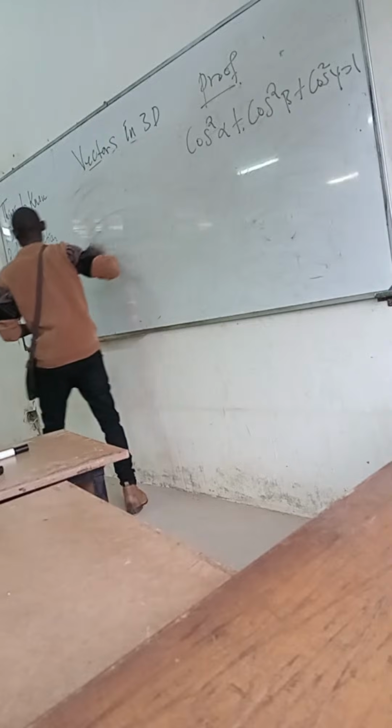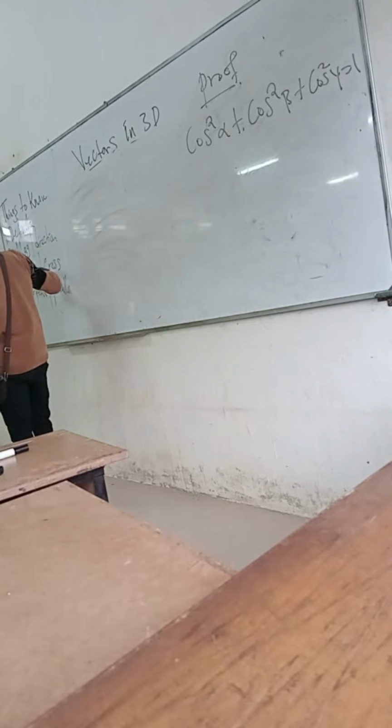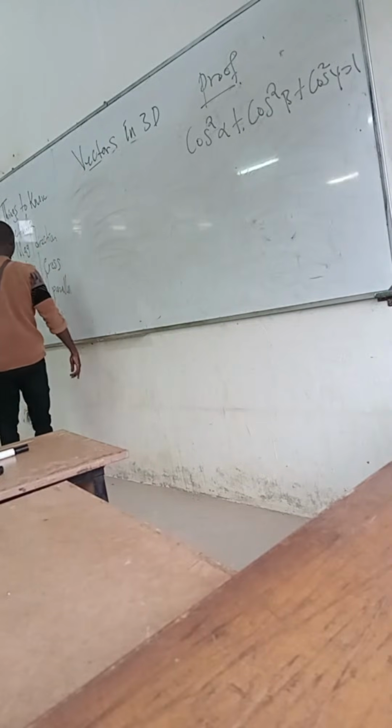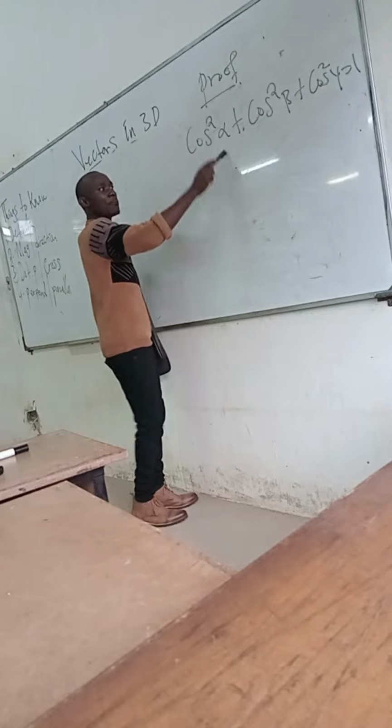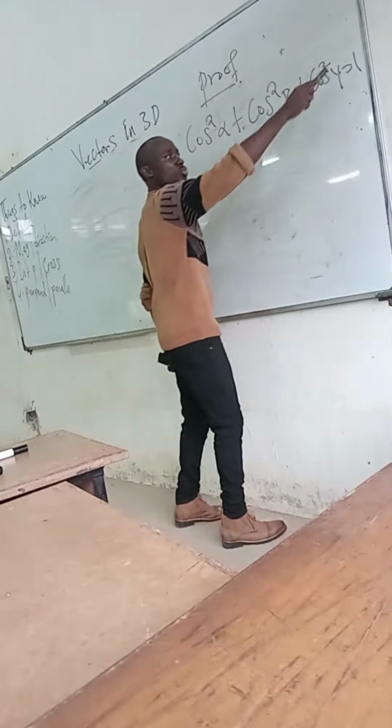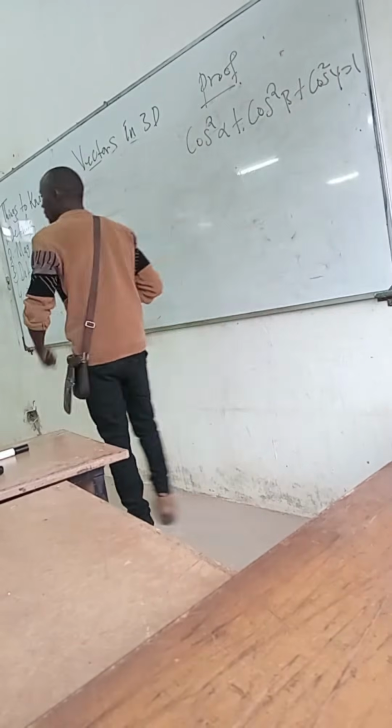Vectors in 3 dimensions. We are here. So, how can you prove cos squared alpha plus cos squared beta plus cos squared gamma equals 1? How can you prove that?